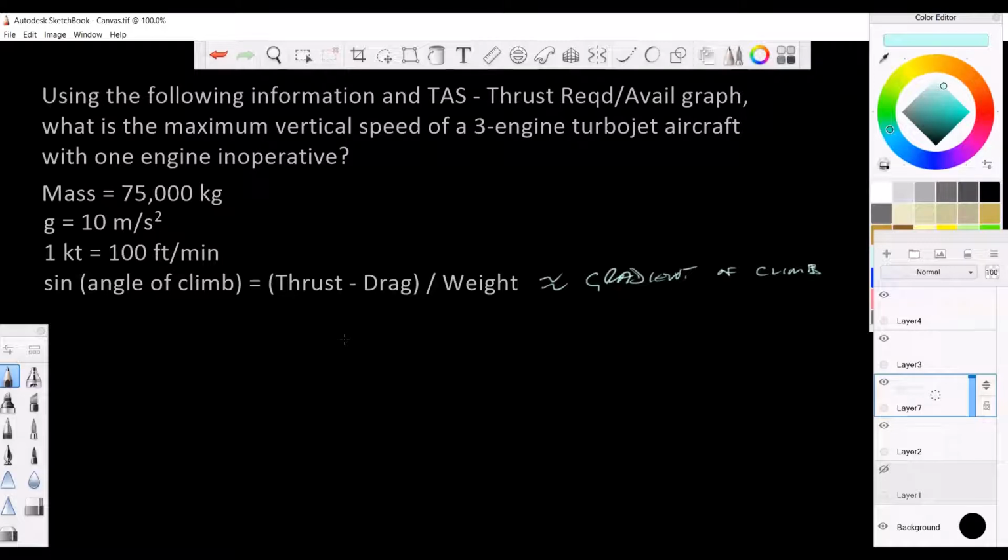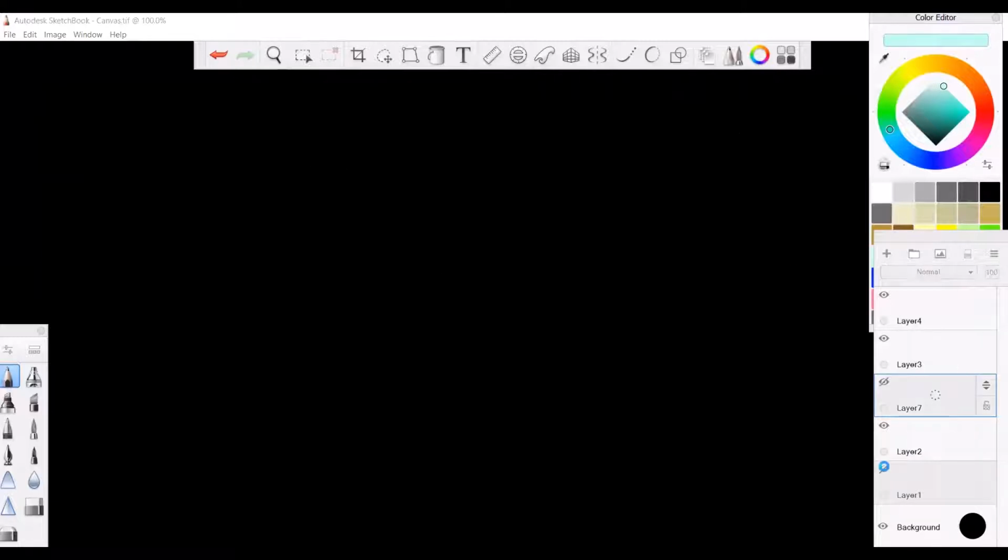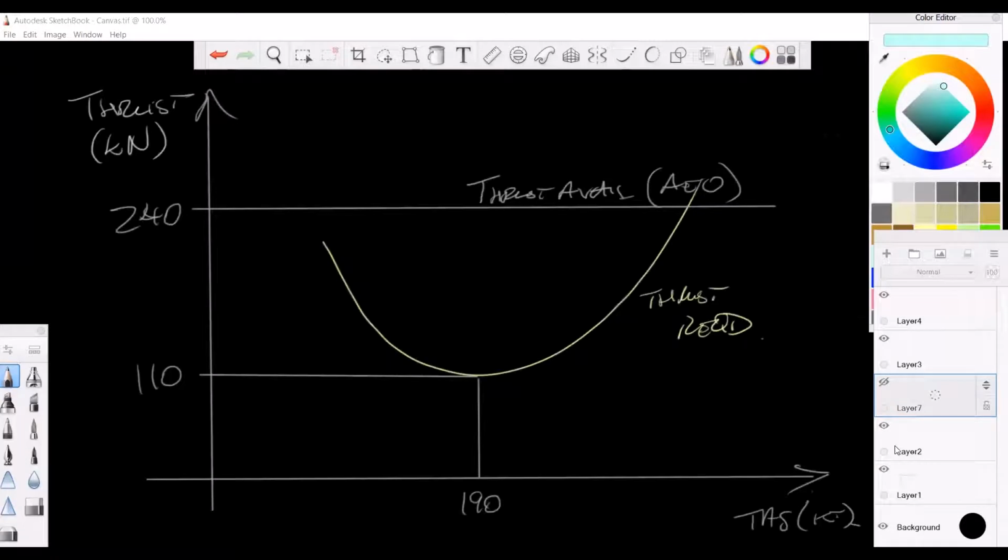Since the question asks for maximum vertical speed, we want all of those at VY, with 1 engine inoperative. So that should be the information given to us. Now, here's our problem, because when we look at the graph given, it is something like this, a thrust required and thrust available against TAS graph. It's not quite standard, of course.